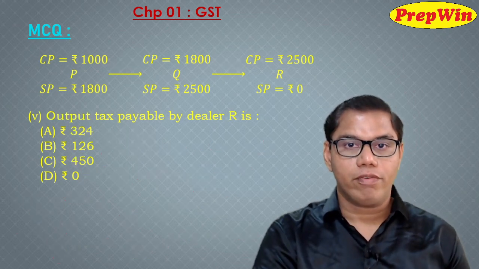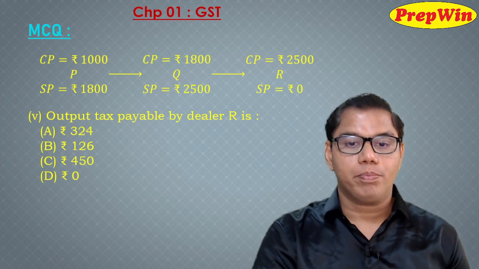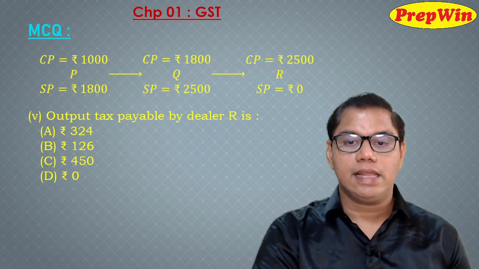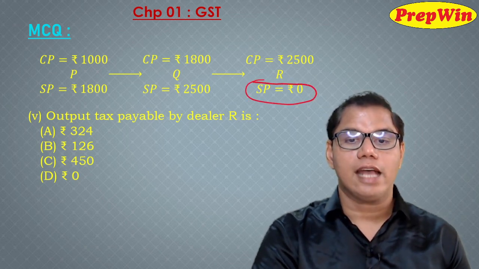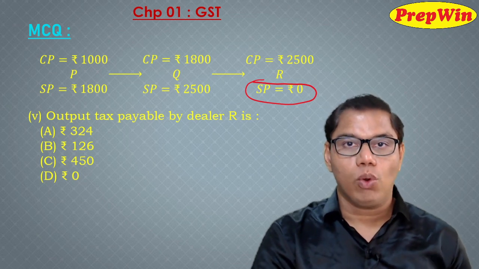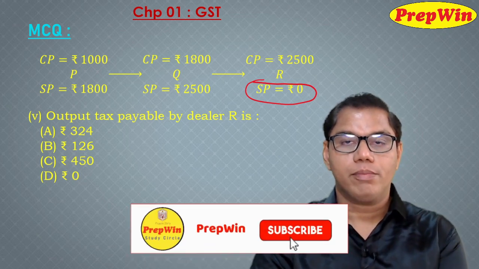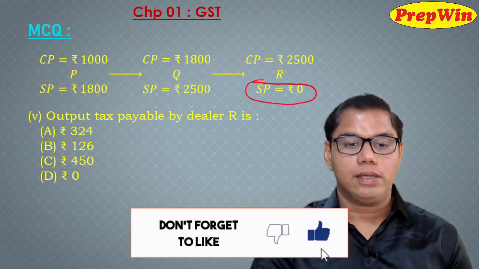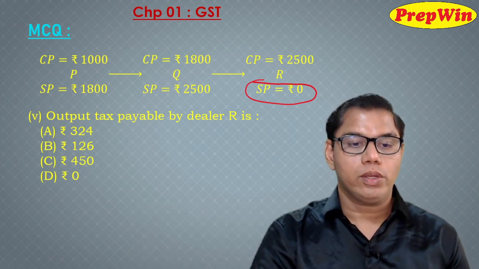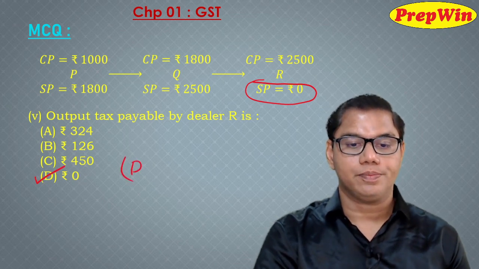Sub question number 5. Output tax payable by dealer R is dash. Now we will see that dealer R is not selling the article as per our question. So there is no selling price. So selling price we are taking as 0, and his net output tax will be 0. So here correct option is the last option, which is option D.